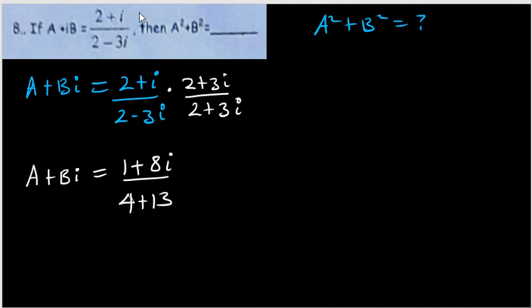When you multiply, what will happen? 2 times 2 is 4, and 2 times 3i will be 6i. Again, i times 2 will be 2i. Again, i times 3i will be negative 3. So 4 minus 3 will be just 1. Again, 6i plus 2i will be 8i.